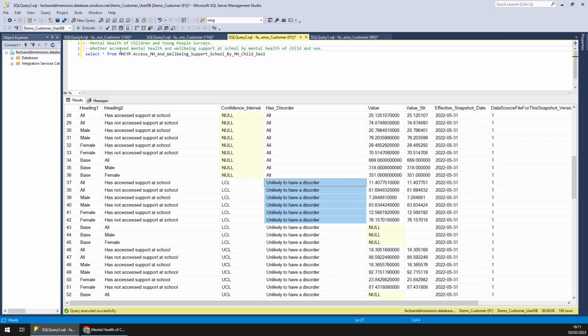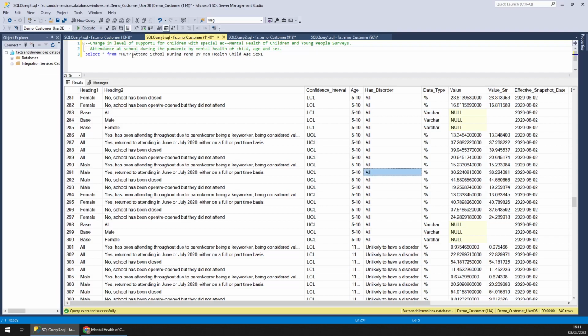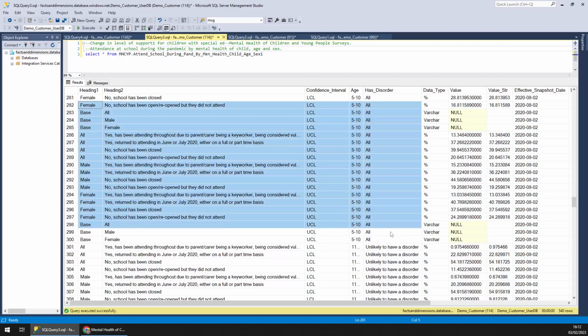This one is whether access mental health and wellbeing support at school by mental health of child and sex. You can see the sort of data there by having a look at these columns and values. Second one that I've randomly picked was attendance at school during the pandemic by mental health of child, age and sex. So you get the idea there.